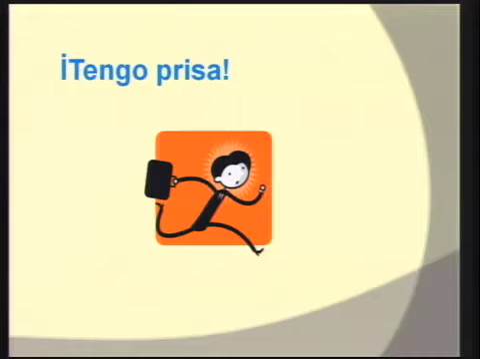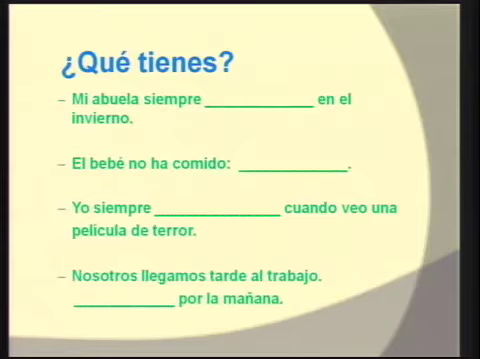Okay, ¿qué tienes? ¿Qué tienes can mean what do you have, literally, or it can also just mean what's wrong, what's going on with you. Por ejemplo, mi abuela siempre tiene frío en el invierno. My grandmother always is cold in the winter. El bebé no ha comido. The baby hasn't eaten. What does the baby have? ¿Qué tiene el bebé? El bebé tiene hambre.